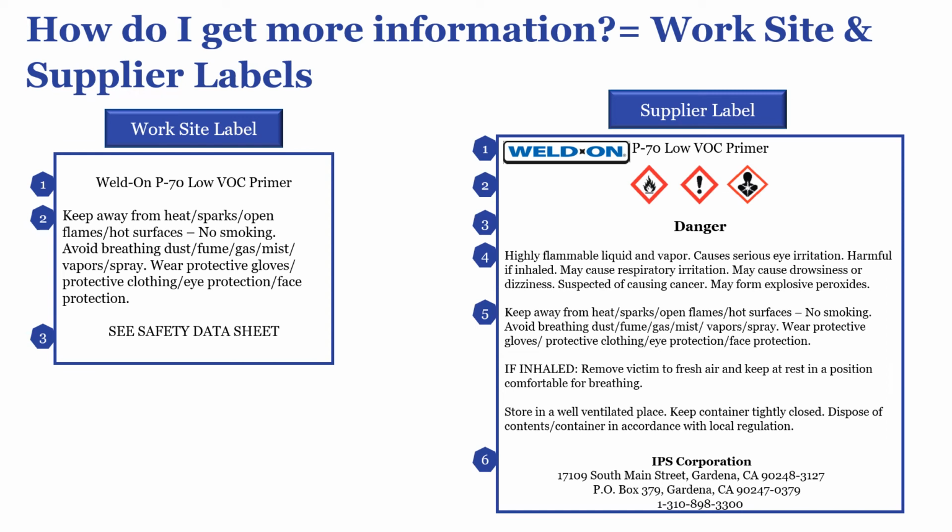Supplier labels are created by suppliers, manufacturers, or importers. There are 6 required elements: 1. Product identifier. 2. Hazard pictograms. 3. Signal words. 4. Hazard statements. 5. Precautionary statements. And 6. Supplier identifier.